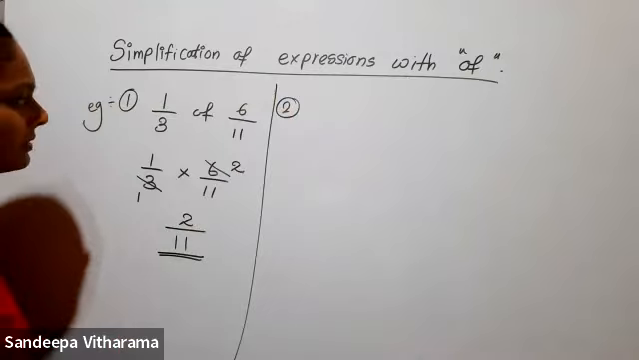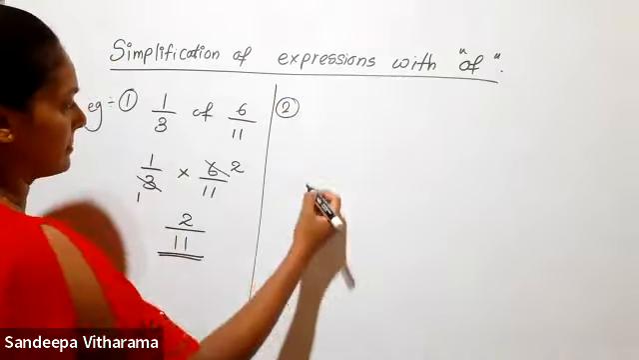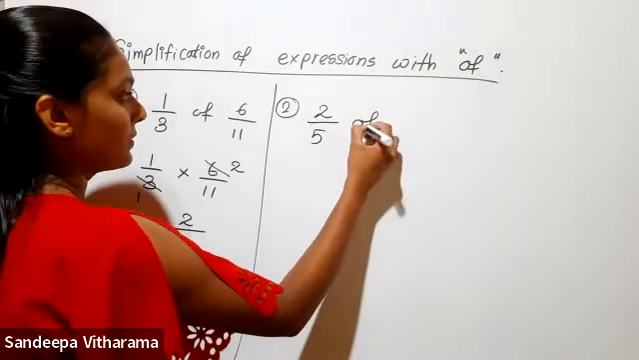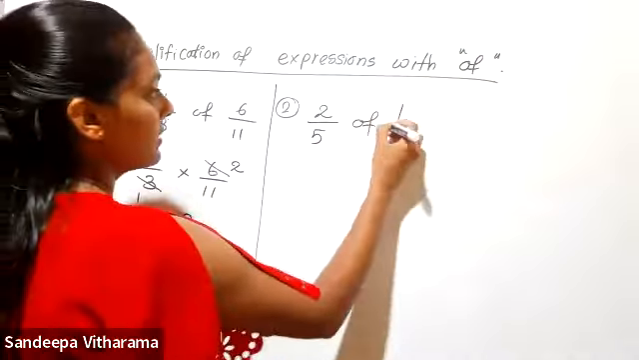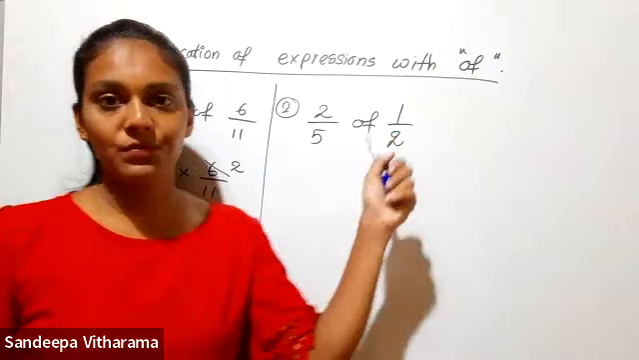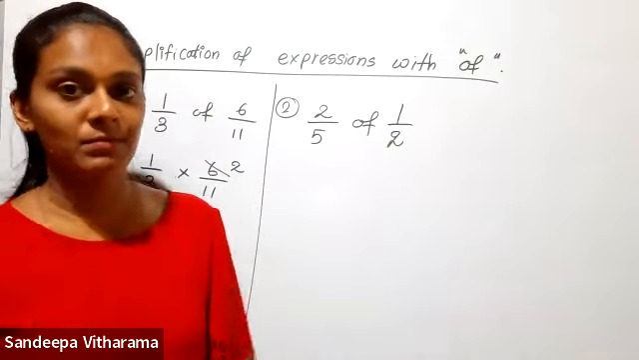Second one. 2 upon 5, that means 2/5 of 1/2. Okay, we read this as 2/5 of 1/2. Now, actually, reading the expressions is also very important.